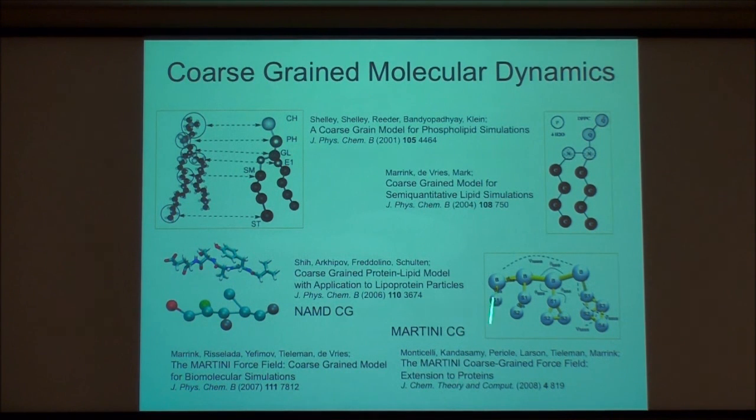So there are some references here, and I can make these slides available if you want to dig further into the details. But again, this is just to give you an idea. There are many different ways of doing coarse graining, different potentials, different kinds of beads, and lots of people are trying them and testing them to see which one is performing better.